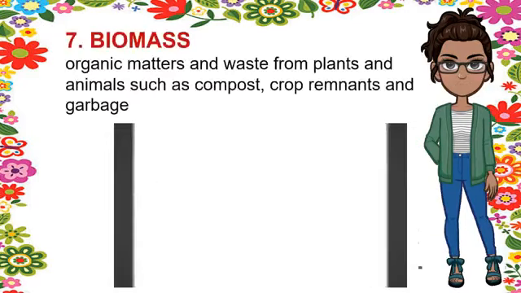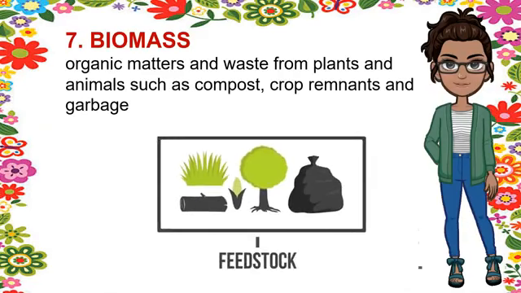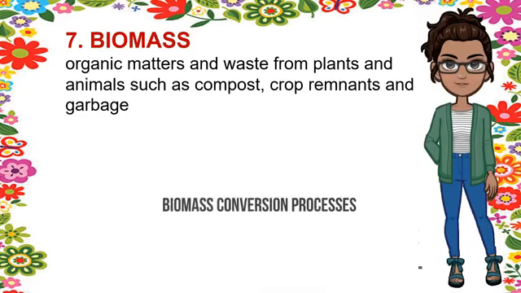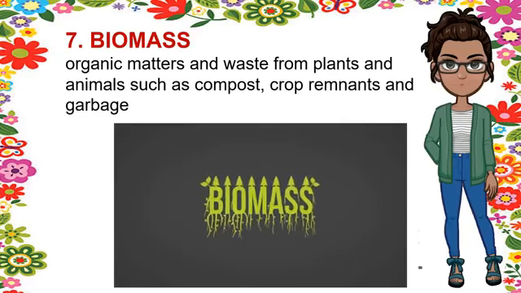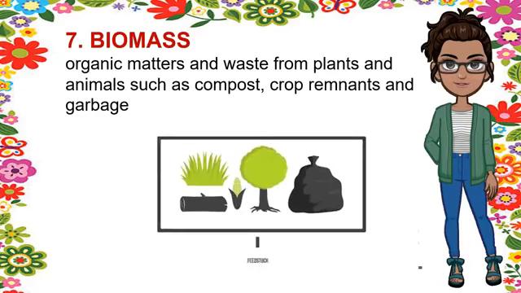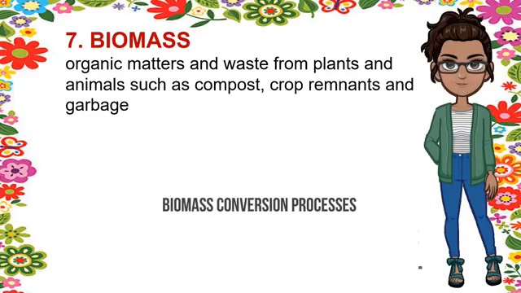Biomass is the seventh source of energy. It refers to the organic matters and waste from plants and animals such as compost, crop remnants, and garbage. Plants get the energy from the sun through the process of photosynthesis, and this energy is passed to animals upon consumption. Biomass is used to produce alcohol and methane, which are fuels useful in energy manufacture and running cars.